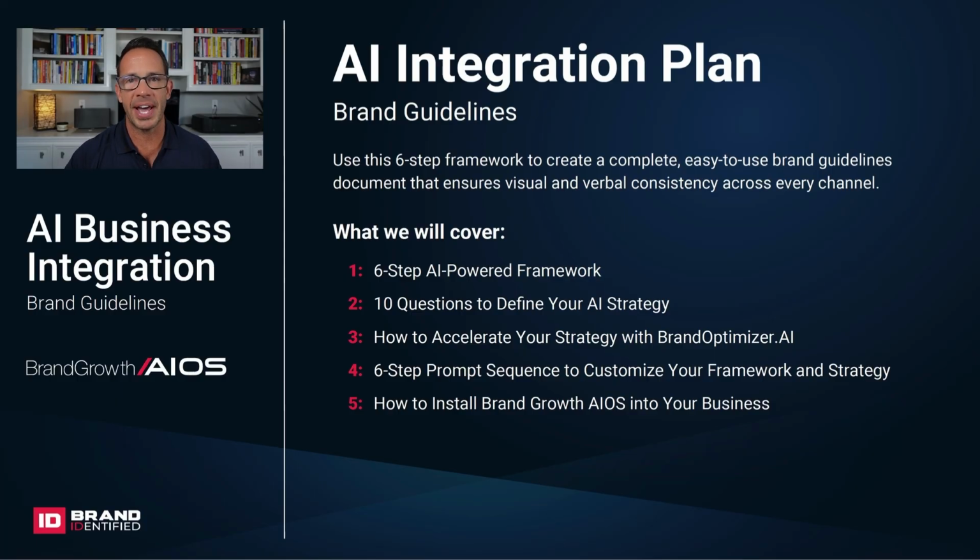So this is what we're going to cover today. First off, we're going to go through that 6-step AI-powered framework. Then I'm going to help you answer and define the 10 questions that you must answer to define your AI strategy. Then I'm going to show you how to accelerate that strategy using the custom GPT BrandOptimizer.ai. Then I'm going to walk you through a 6-step AI prompt sequence to customize your framework and your strategy for your business, also using that Brand Optimizer custom GPT. And then I'm going to show you how to install the Brand Growth AIOS system into your business. So let's jump in and get started.